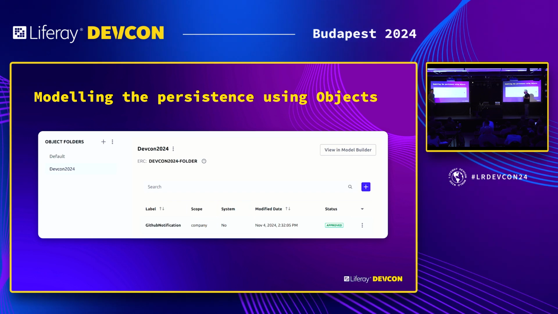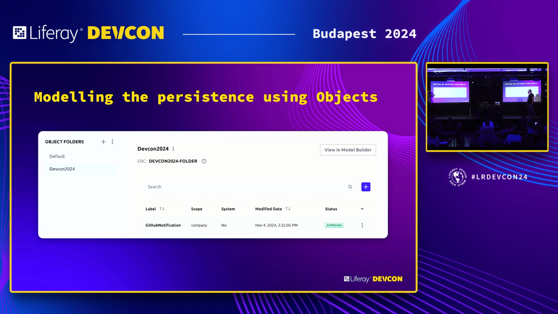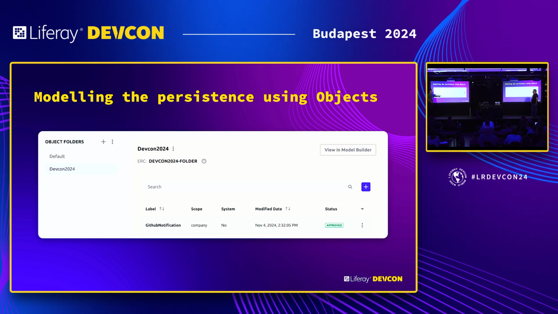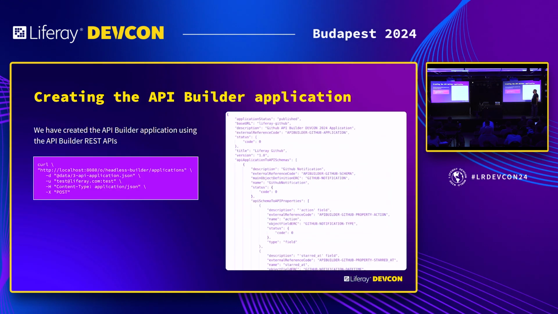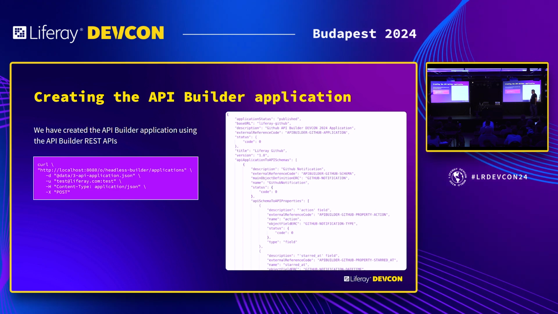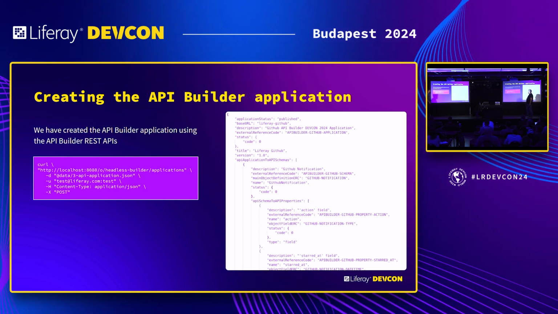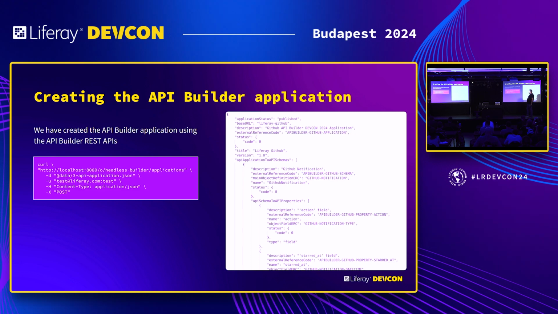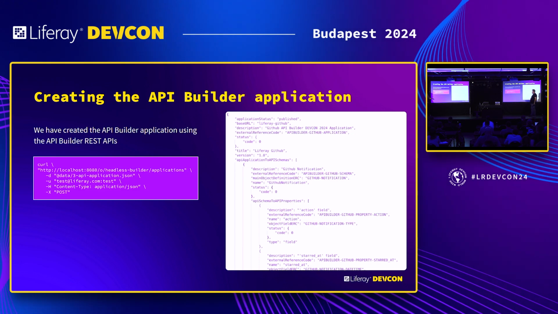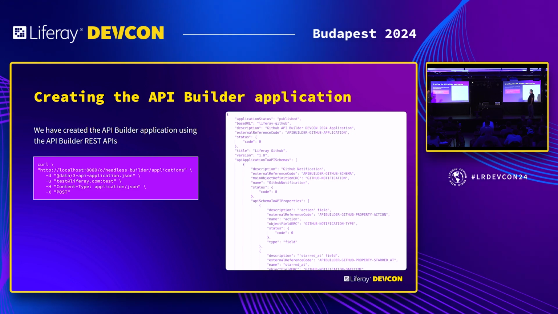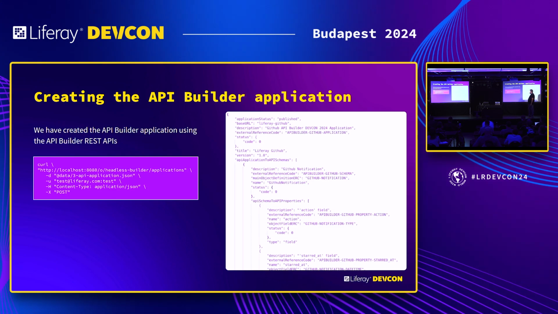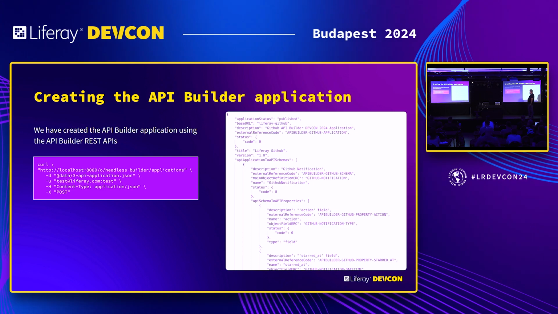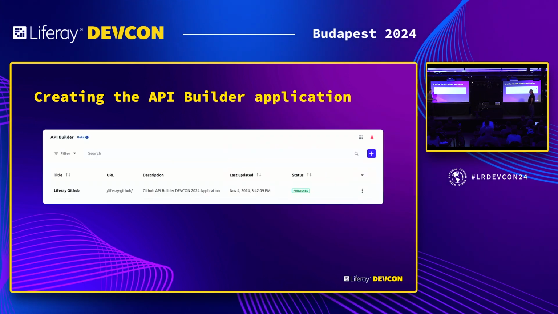So, thank you. This is just a quick recap. We created the GitHub notification object to persist the data from the event. We created the API Builder application by using the application's REST API, the administration. You can check the repo later when you have time, and you will see that there is just a script. In fact, I can remove everything from the Liferay instance and redeploy everything in just, I would say, 1 or 2 minutes, manually. It's also possible to automate it.